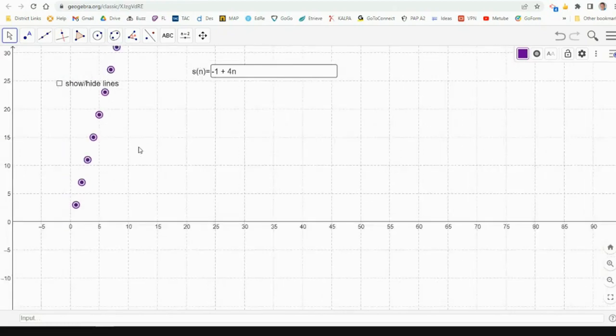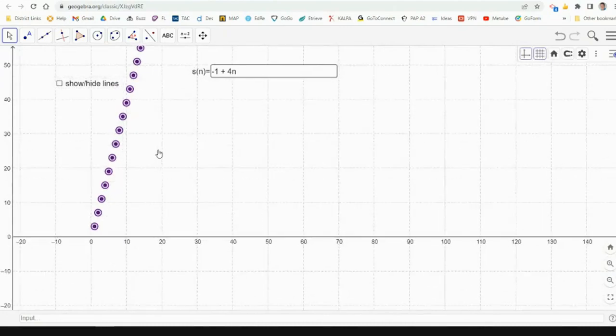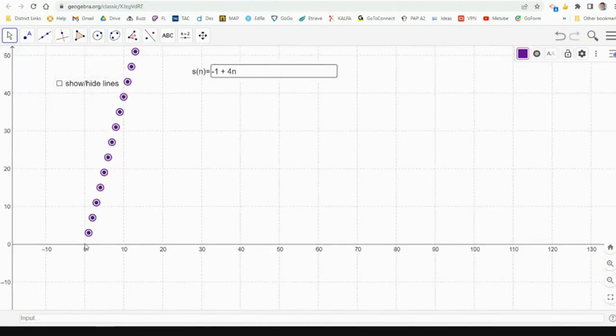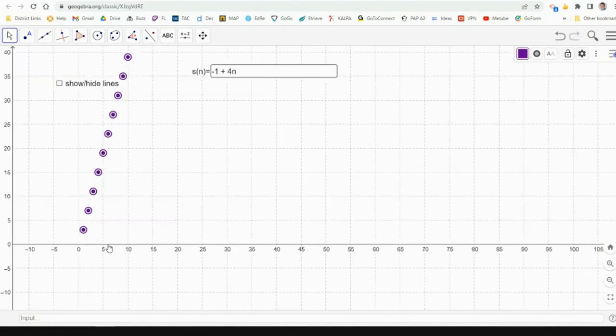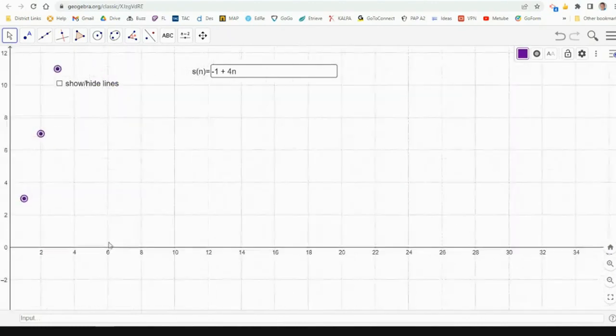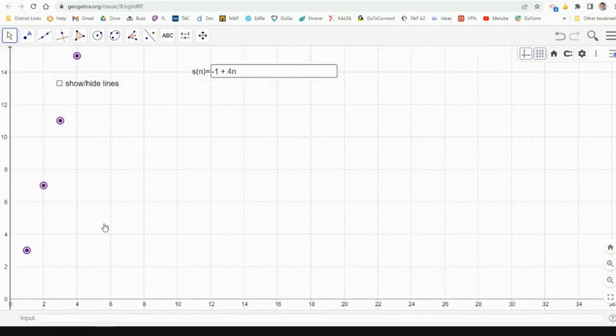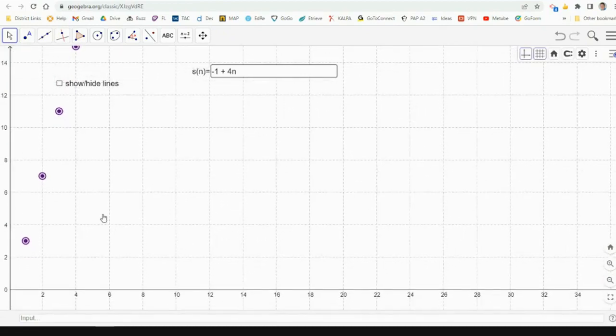If we zoom out, it'll do terms forever. But notice, we don't have a 0 term. We don't have a negative first term. We don't have a negative second term. We only can have integers, no values in between the integers.